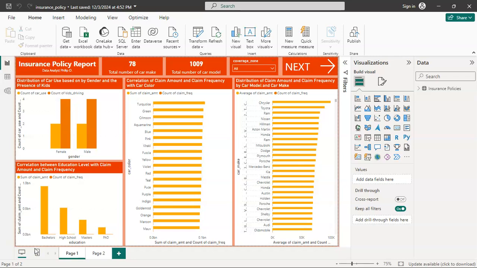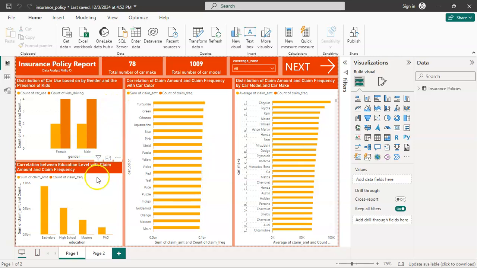Today we are looking at the insurance policy report. For the dashboard, we can see the KPIs and slices align with the title of the dashboard at the top. The first chart that we are looking at is the distribution of car use by gender, based on the presence of kids. This shows the gender, and it also gives us insight into whether there are kids in the car.